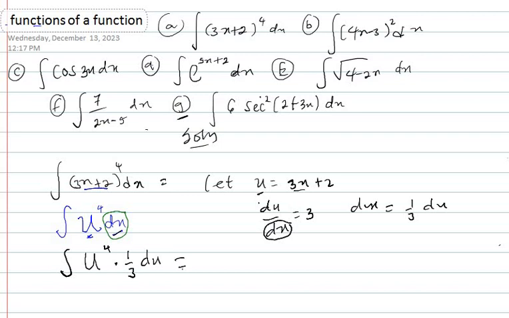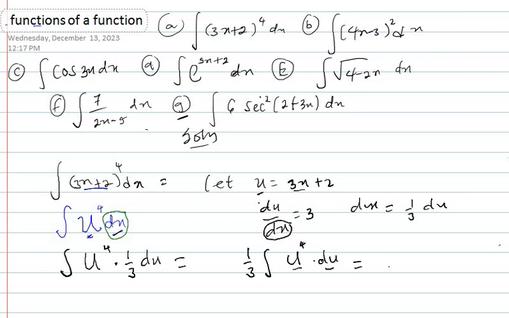So we can then say our 1 over 3 will be out of the integral. That's 1 over 3 integral of u raised to the power 4 dot u. Since we have a u and then the u, we can apply the integral method to express the integral.